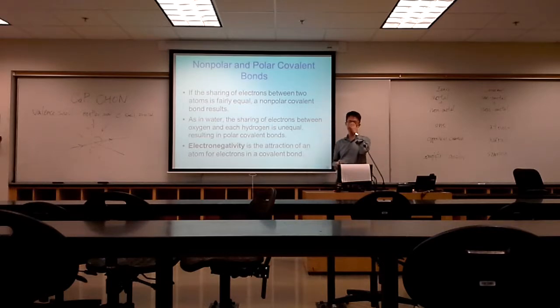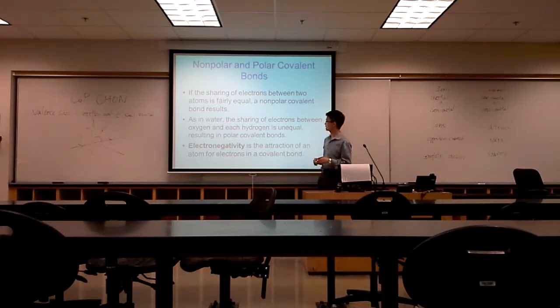Now we need to talk about 2 new terms, polar and nonpolar. Polar and nonpolar only occur in covalent bonds, because when we share electrons, sometimes they are not equally shared, and sometimes they are equally shared. When it is equally shared, we call it nonpolar. That is for covalent bonds only. For a nonpolar covalent bond, it is equally shared. But when it is unequally shared, we call it polar.